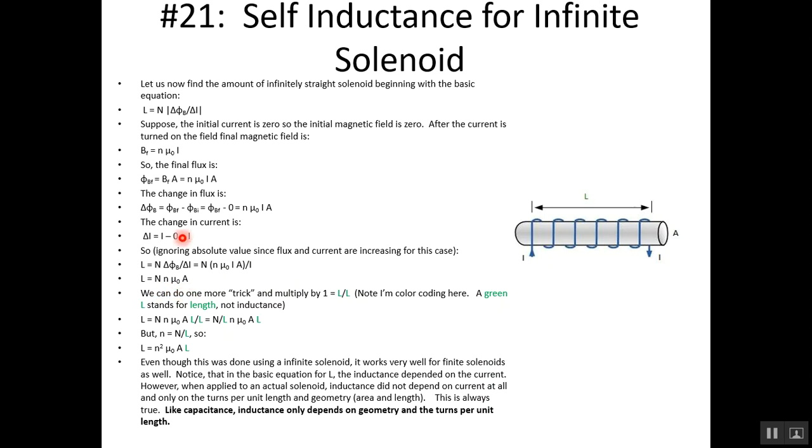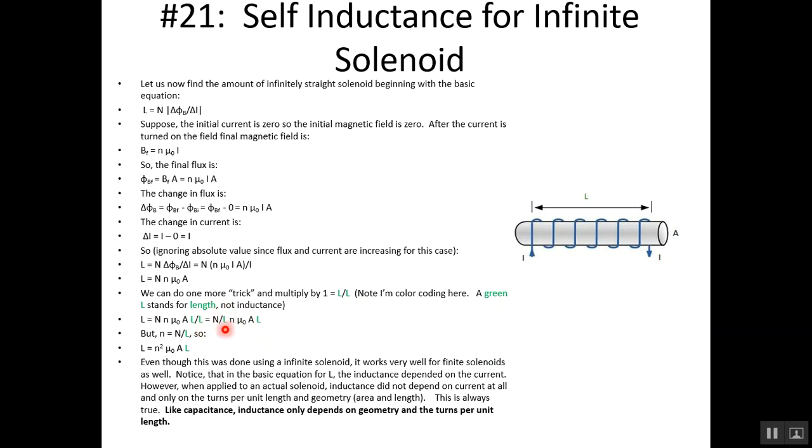Now, you can write it like that, and it's fine, but most people rewrite it slightly. The way you rewrite it is you multiply this thing by 1, because if you multiply by 1, that doesn't change anything. But you multiply by 1 in a specific way. You multiply by the length of the solenoid divided by the length of the solenoid, because that's 1. Of course, the symbol for inductance is L, and the symbol for length is L, so you get two L's that are the same, so I use a green L to represent length instead of a black L, which represents inductance.